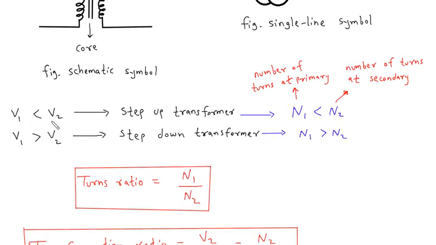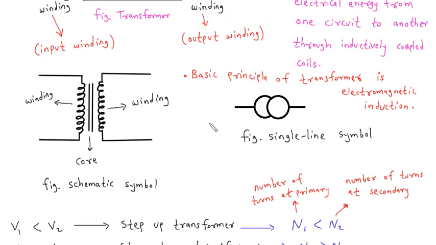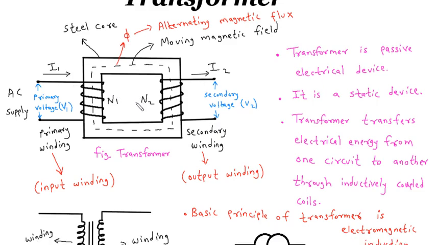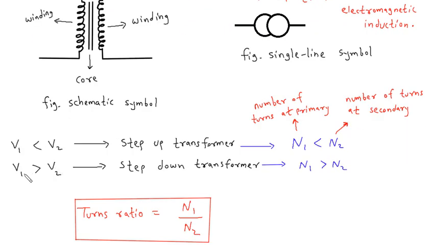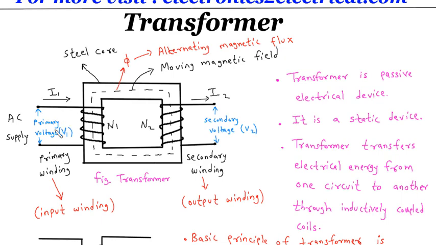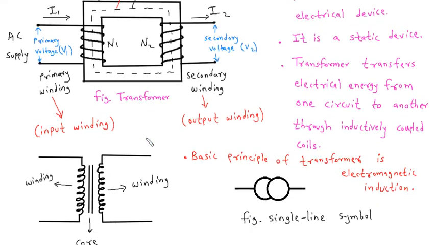When V1 is less than V2, then it is a step up transformer. Means if the input voltage is less and output voltage is high, then the transformer is called step up transformer. And when V1 is greater and V2 is smaller, then it is called step down transformer. Means the input voltage is higher and the output voltage is lower, then it is called step down transformer.